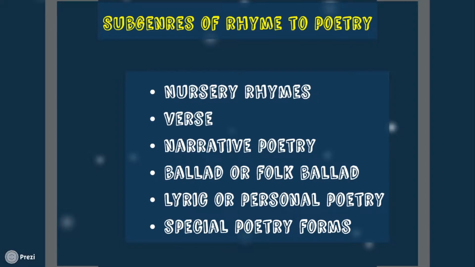A ballad is a verse narrative of love, courage, or the supernatural. It may also be of folk origin. Lyric and personal poetry is songlike poetry with a compact expression of feeling. And then there's special poetry forms. It's usually unrhymed, so the rhythm is less important than the concept that they're trying to portray.